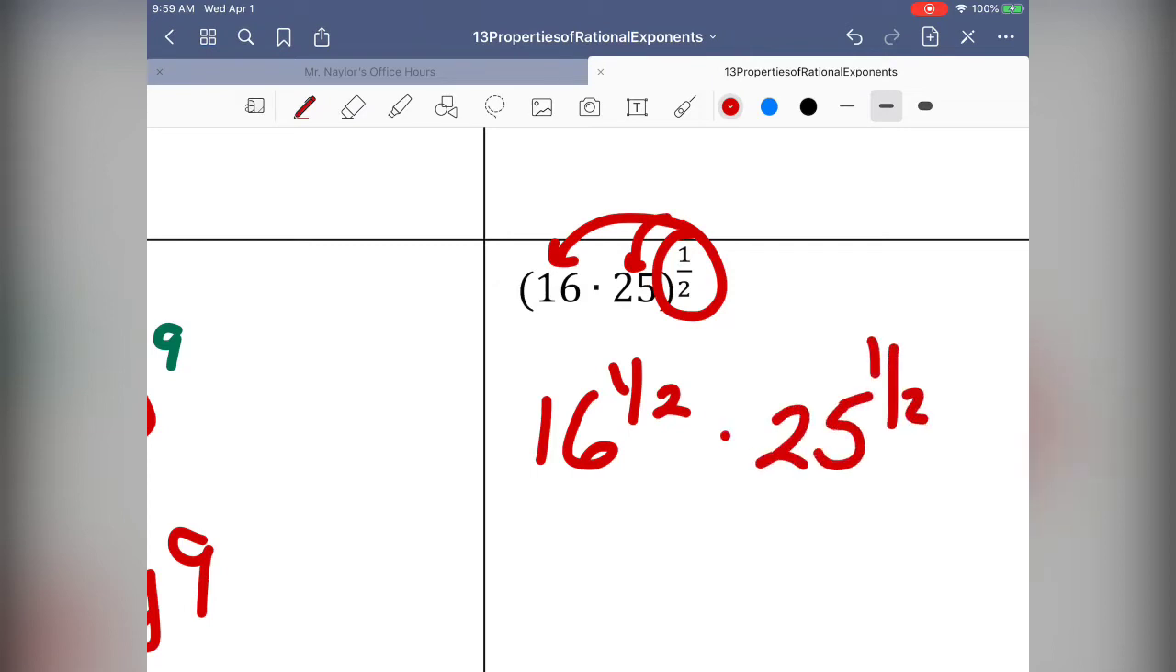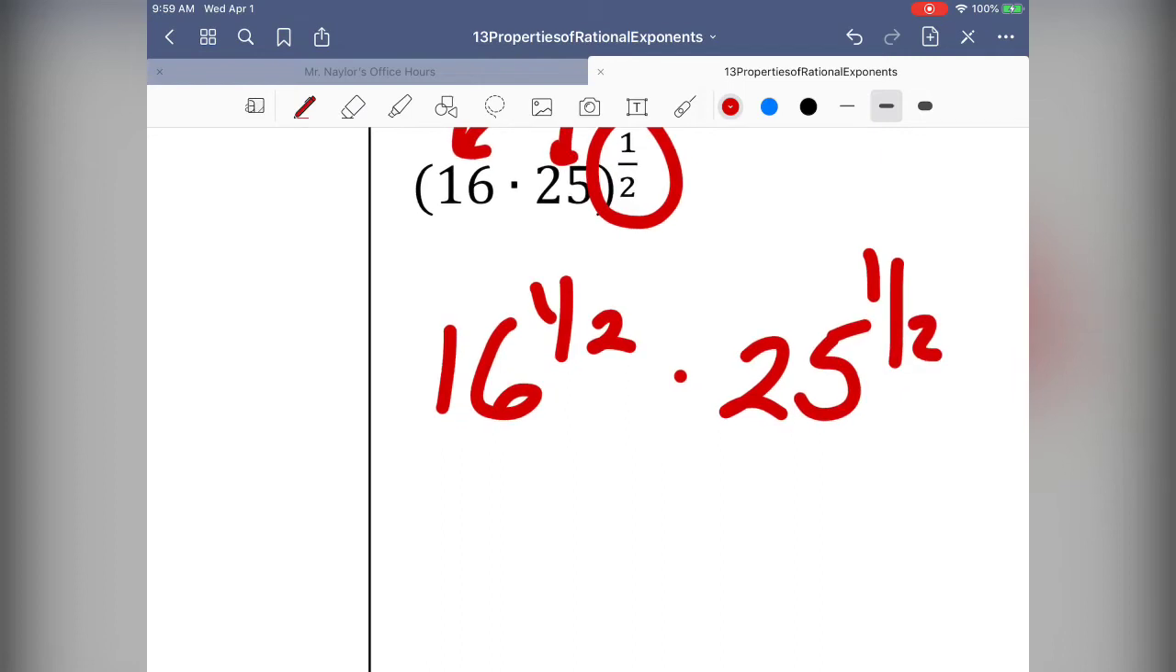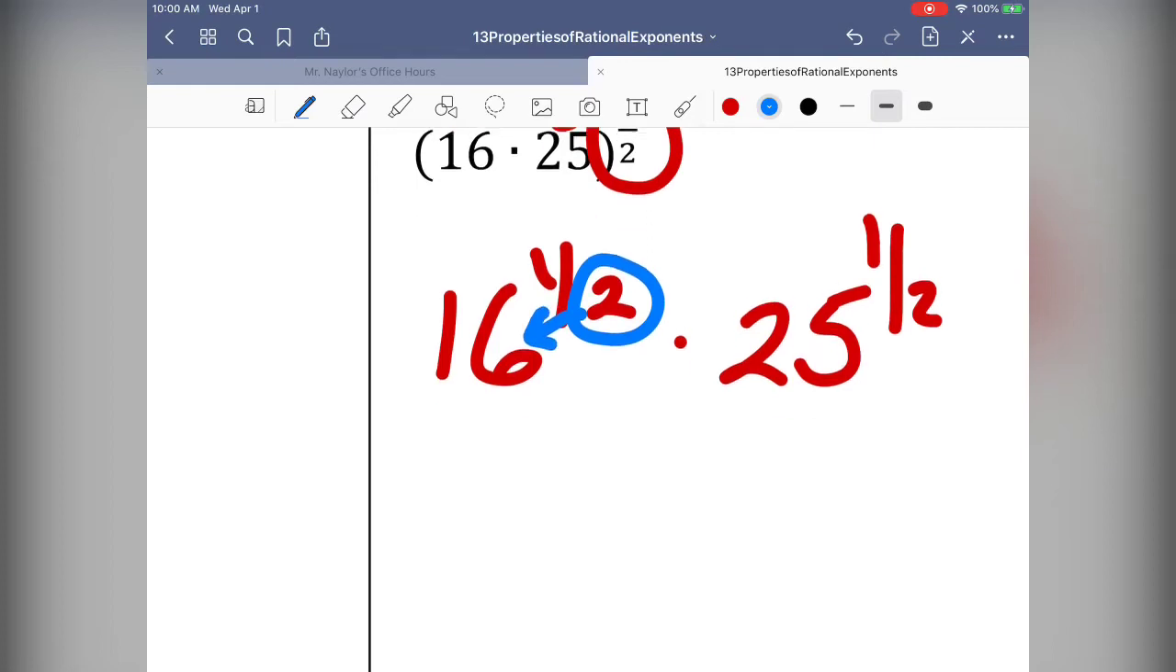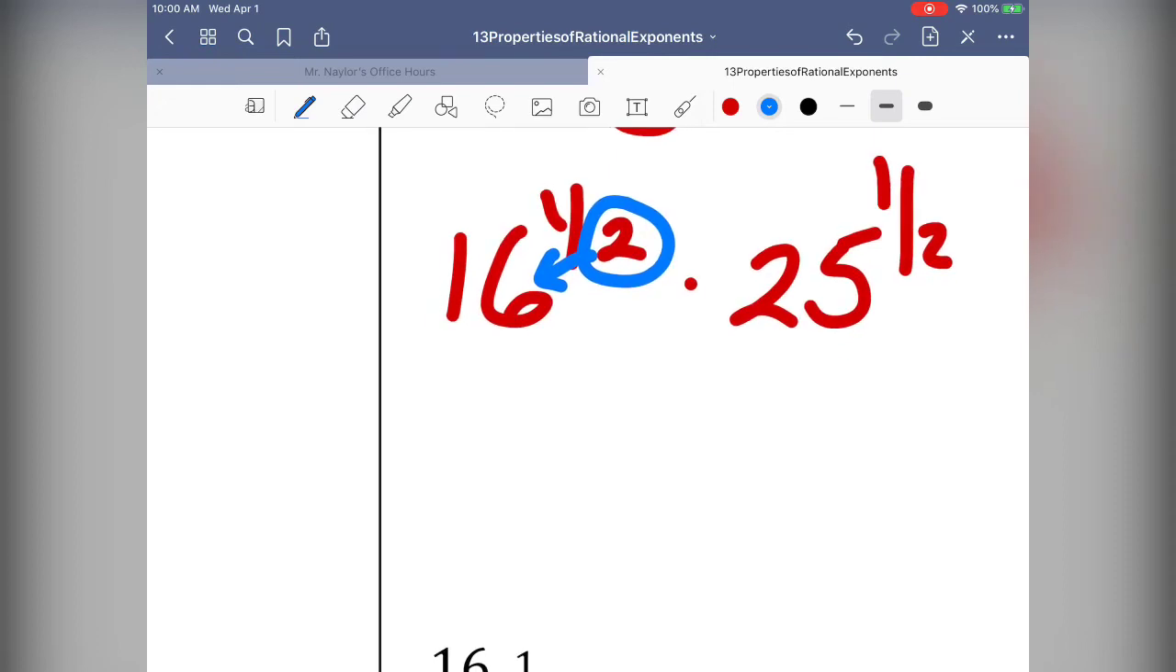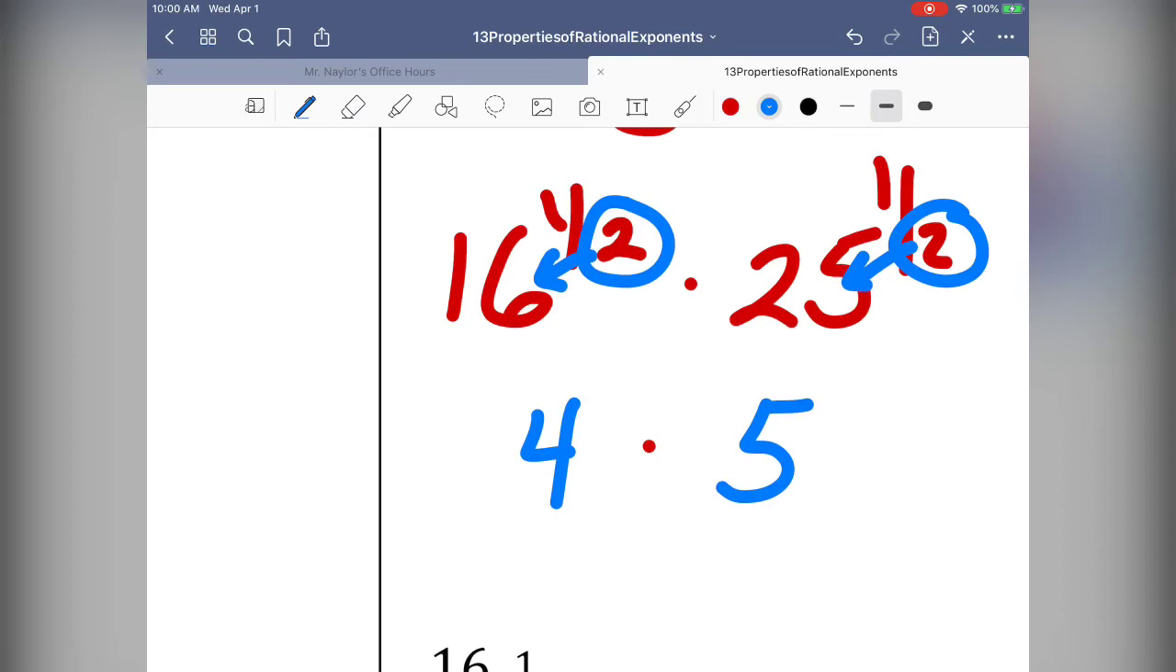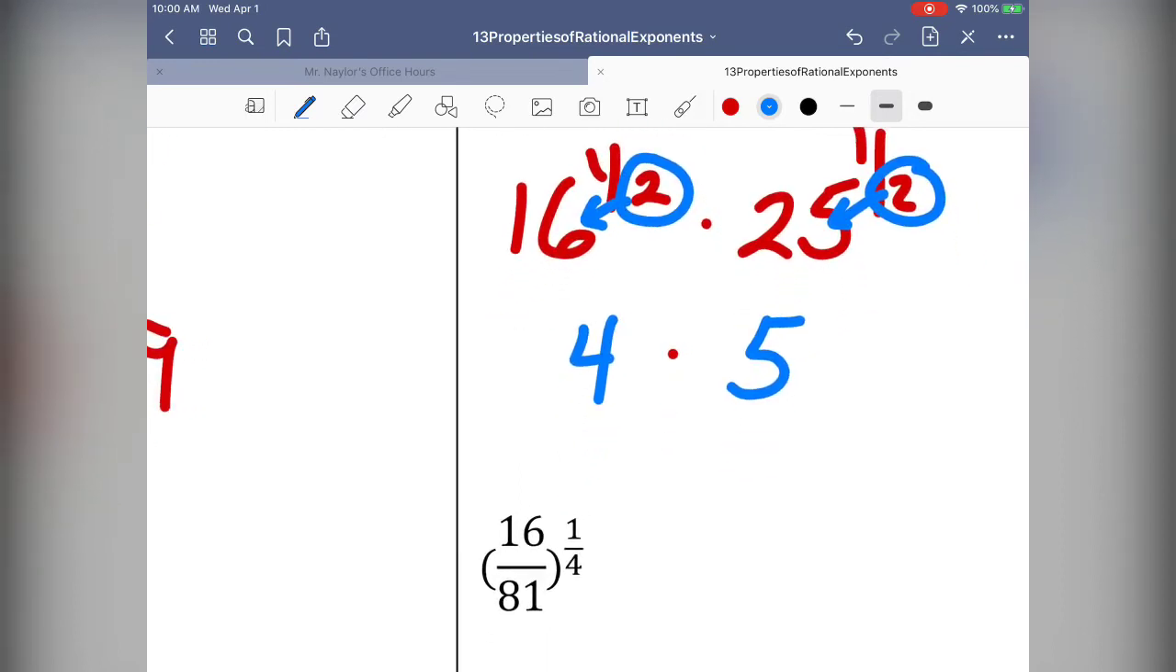Now, remember, if you have an exponent that's a fraction, the denominator is the root. So you can actually do the root of 16. You're actually doing the square root of 16. Well, that would be 4. You can also do the square root of 25, and that would be 5. But look what we have here. We have now 4 times 5. Well, of course, that is equal to 20, which would be our best simplified answer.